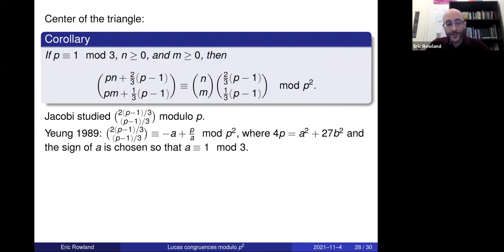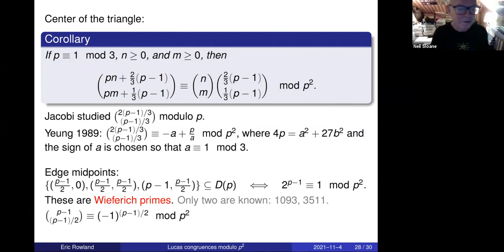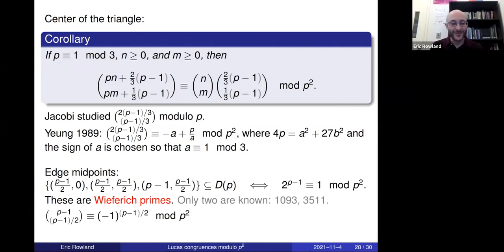Another geometric point of interest you might be wondering about is the midpoints of the edges of the triangle. So if you have one point in the set D of P, then they all have to be in the set D of P because of the rotational symmetry. And this turns out to be equivalent to the statement that p is a Wieferich prime. I was looking for a while, and I didn't find any primes where the edge midpoints were in the set until I got to 1093. And that's a pretty good indication that you're dealing with Wieferich primes. There's only 2 of these known. Very nice.